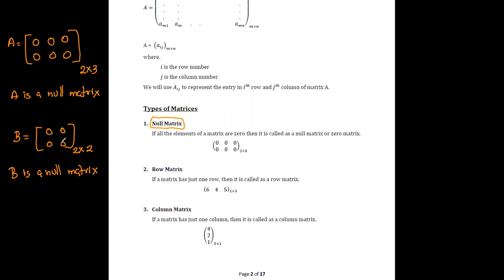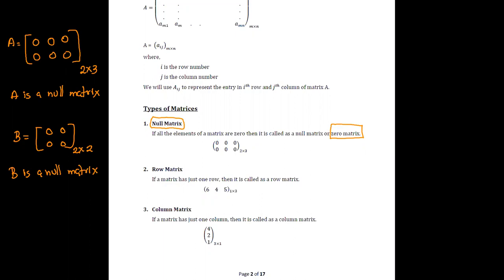That is why I told you previously as well, the order of the matrix does not affect being a null matrix. The only thing we have to pay attention to is the value of the elements of this matrix. If all the elements of a given matrix are 0, then such a matrix is said to be a null matrix. A null matrix is also called the zero matrix, because all the elements of this matrix are 0.